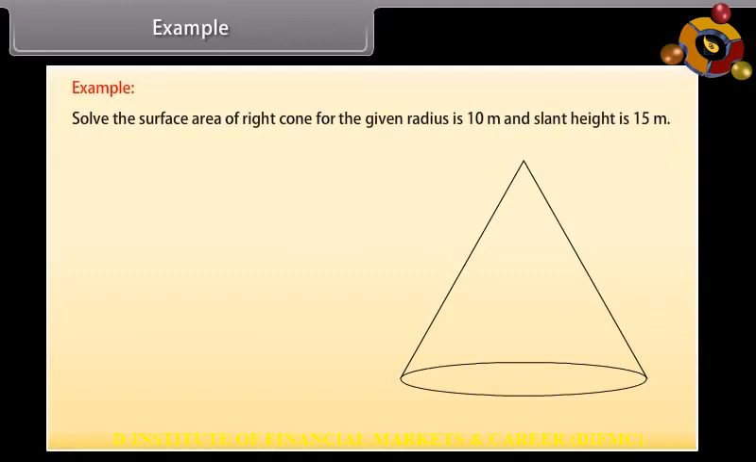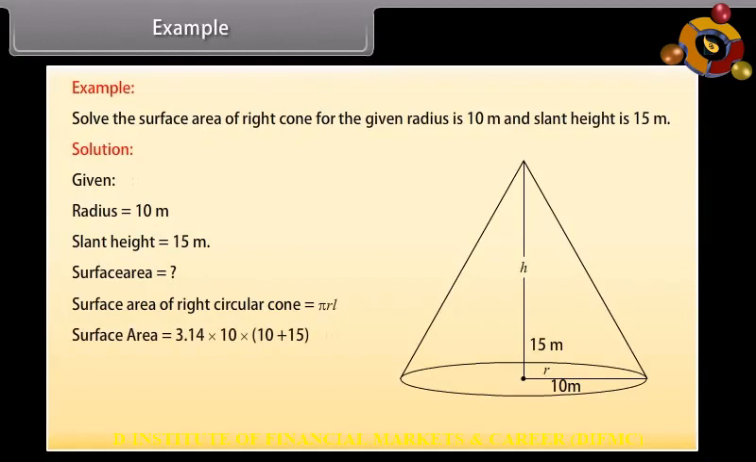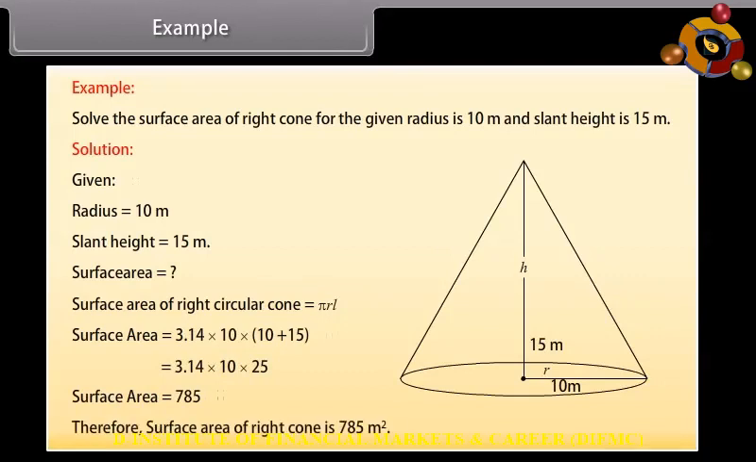Example. Find the surface area of a right cone for the given radius of 10 meters and slant height of 15 meters. Solution. Radius and slant height, which are 10 and 15 meters respectively, have been given. We have to find the surface area. We know that surface area of a cone is equal to pi r into L plus r. Therefore, by substituting the values we get, surface area is equal to 3.14 into 10 into 10 plus 15. By solving this, we get surface area is 785. Therefore, surface area of the right cone is 785 square meters.